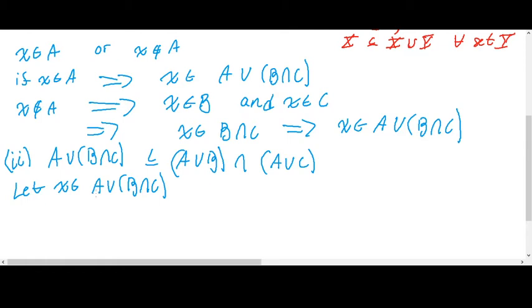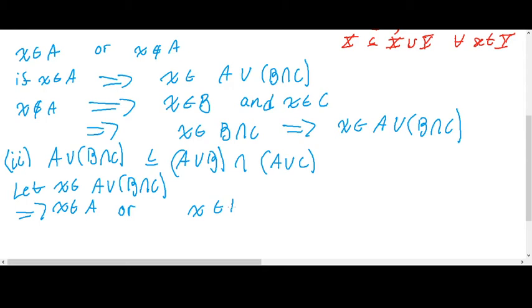And since all elements in this set have the property that they are in A union B intersect C, if we can derive an implication that says that those X's must also be in here, then we're done. So let X be in A union B intersect C, then that implies that X is in A or X is in B intersect C.